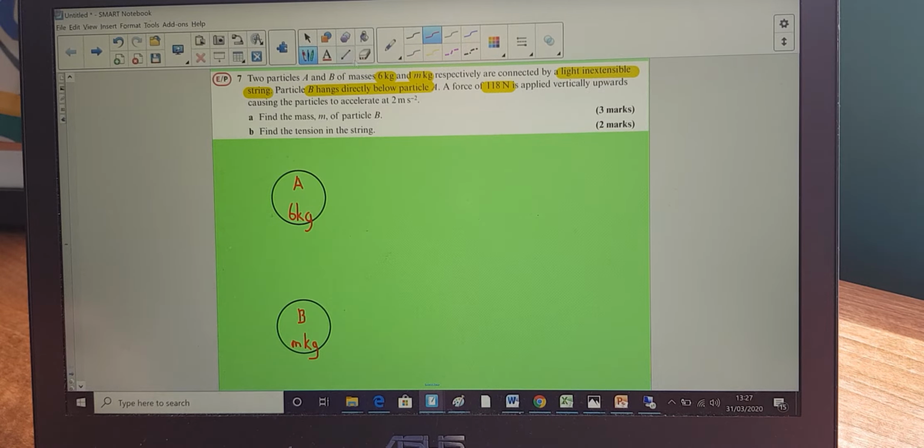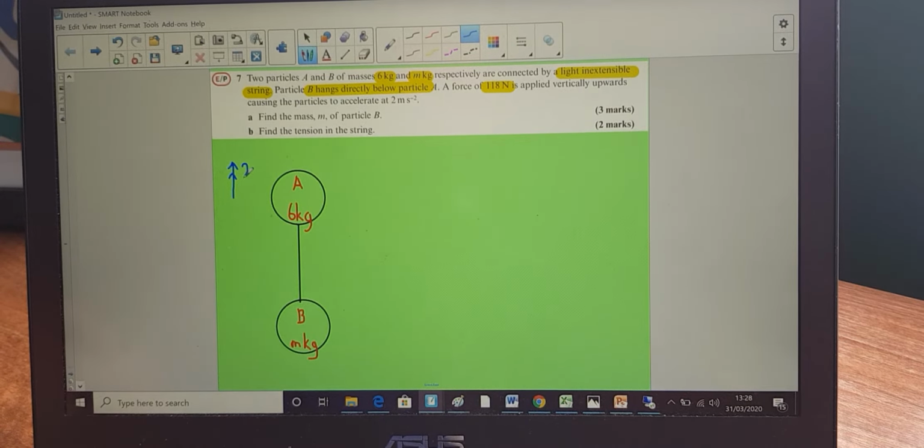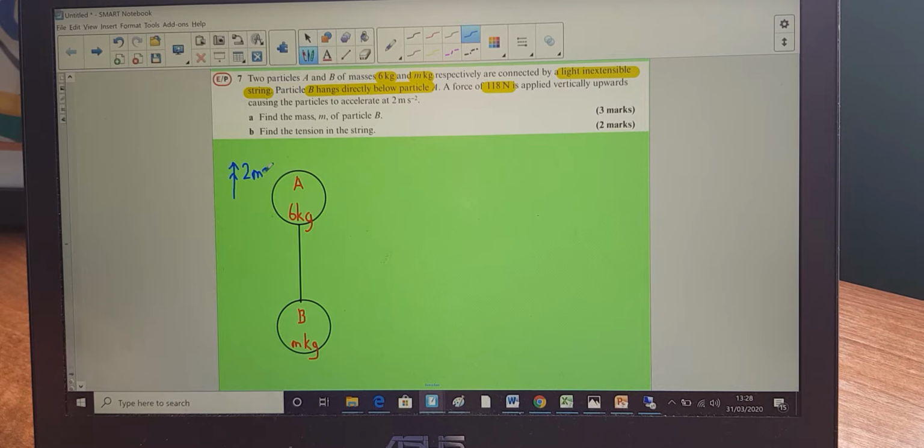I'm told that they're connected by a light inextensible string. That's my string. Now label the things that I also know. I'm told that it's moving up, so all of it is moving up with an acceleration of 2 meters per second squared. And I'm told that a force of 118 newtons is applied vertically upwards. That's what's causing it to move with an acceleration of 2 meters per second squared. So that's 118 newtons.